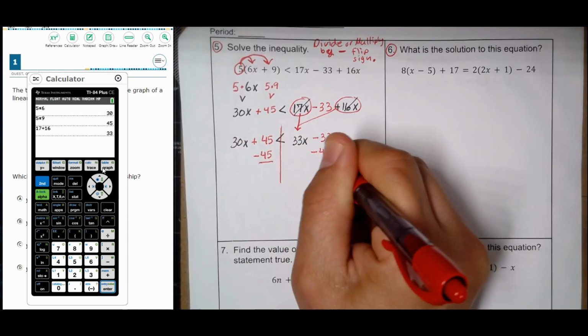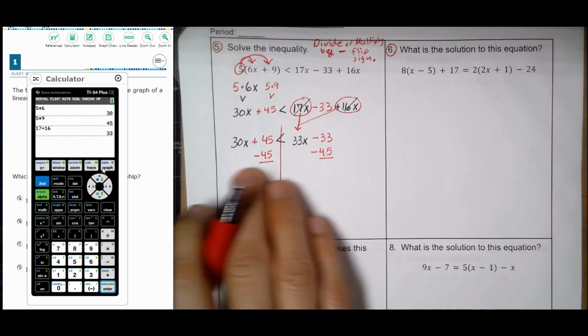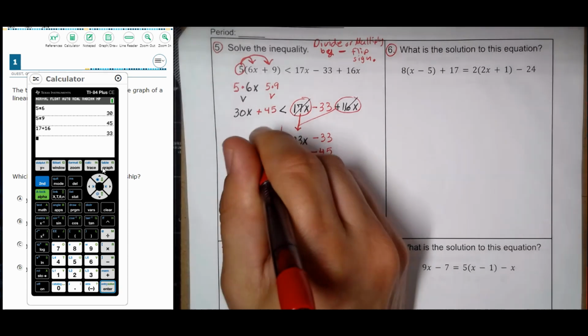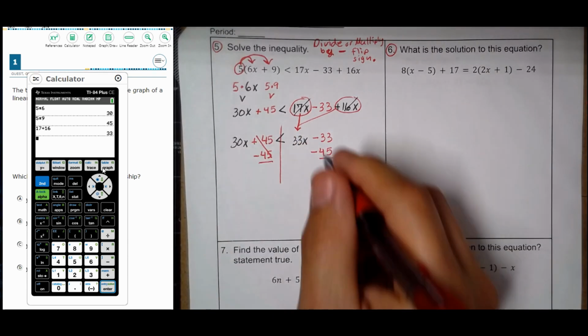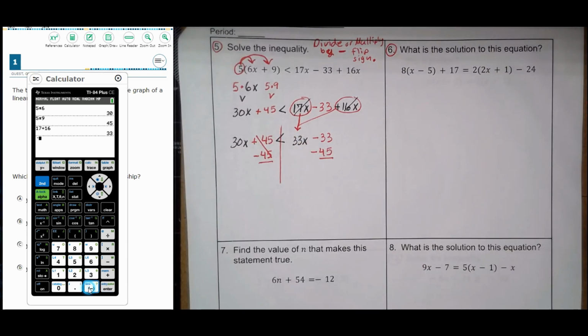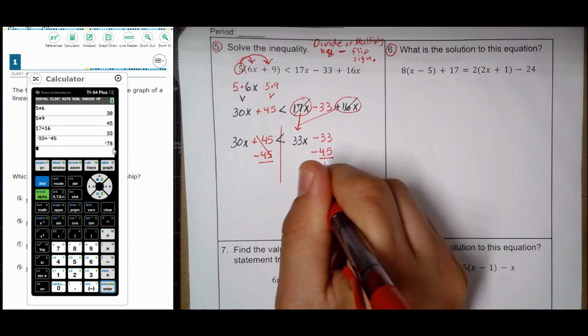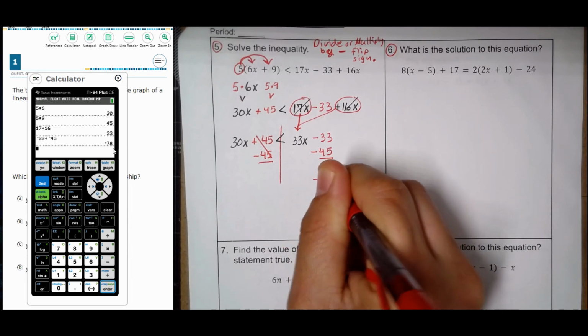I am going to do it on both sides because we will always want to keep our equation, our inequality balanced. Now 45 minus 45 is 0 on the left, and negative 33, I'm going to put that in my calculator, negative 33, plus, because we're combining these together, negative 45. Hit enter, and it tells me it's negative 78. So I'm going to write that down here, negative 78.